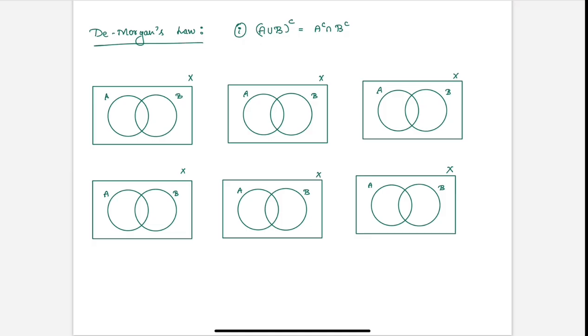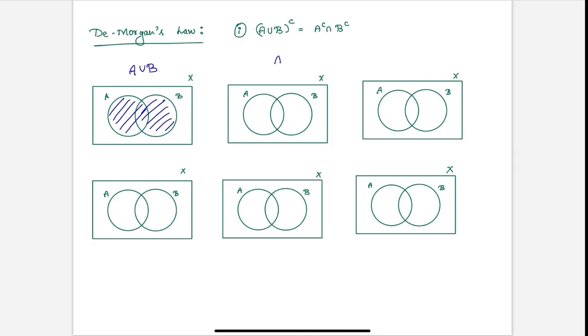Okay, what it is saying: A union B whole complement, if you take two sets and take the complement of their union, it is the same as taking the intersection of the complements. We will understand this by using Venn diagrams. First, what do we need here? We need A union B. We shall shade it. So this is A union B, right? All the elements of A and B.